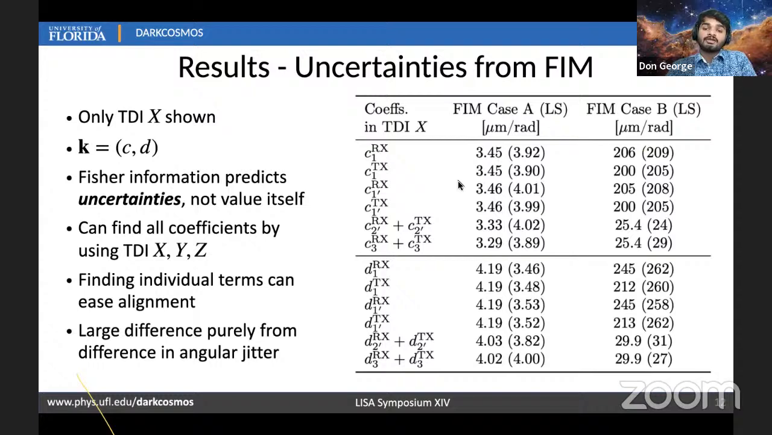And you might notice that some of these coefficients are coupled together. You might think that you can't disentangle them, but it turns out that if you use TDI X, Y, and Z, you can find each coefficient independently. And this is useful if one finds some problem on a particular MOSA. You can work backwards and see which MOSA might be problematic depending on the coefficient that you get. And so this will help with future alignment problems.